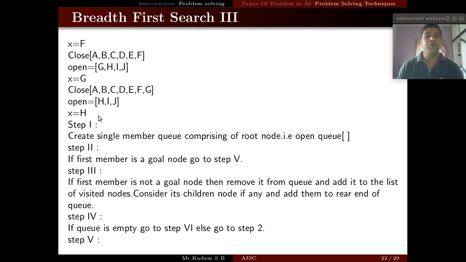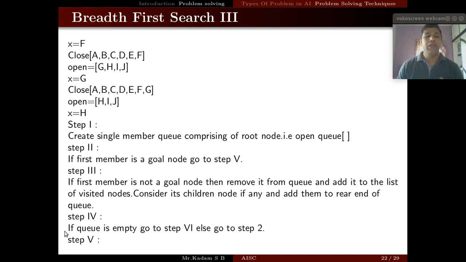We'll explain that algorithm stepwise like this. Step number 1, create a single member queue comprising the root node. Or instead of saying root node, we'll say initial node, that is the open queue. Step number 2, if the first member is a goal node, go to step number 5, that is print succeed and stop there. Step number 3, if the first member is not a goal node, then remove it from the queue and add it to the list of visited nodes. Consider its children, if any, and add them to the rear end of the queue.